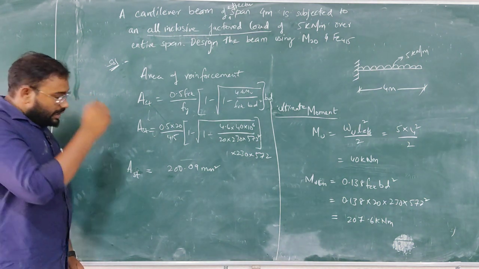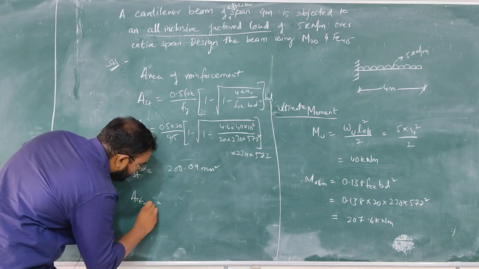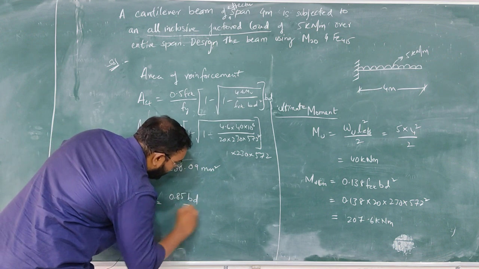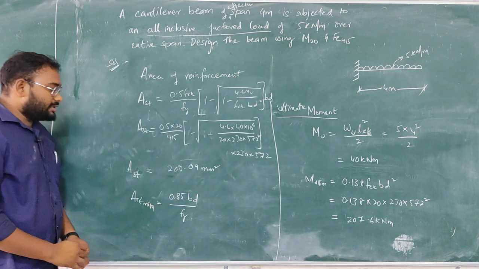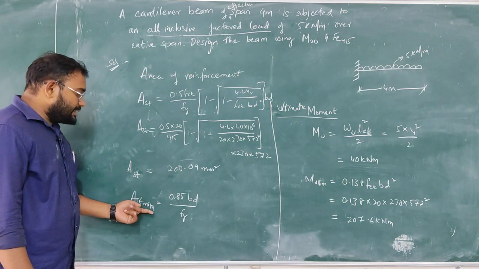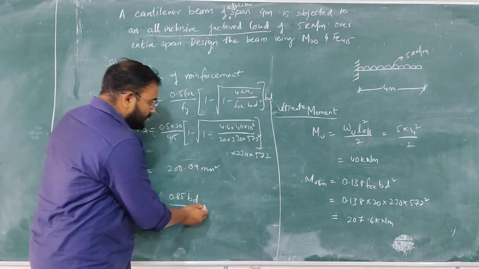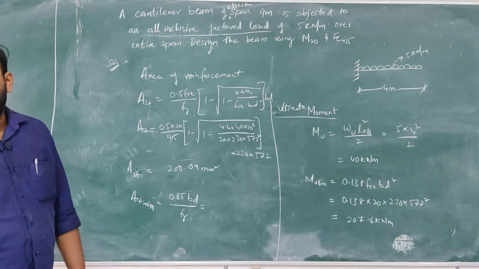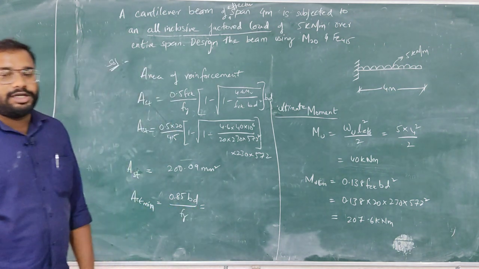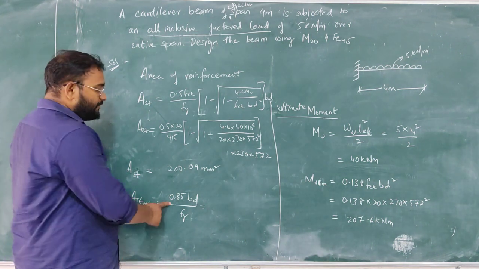Now Ast minimum, this step we have missed in the last problem. This is compulsory. Ast minimum is equal to 0.85 into bd by fy, or this is given in code book page number 47, I guess. Formula is Ast minimum by bd is equal to 0.85 by fy. So substitute in the formula. 0.85 into 230 into 572.